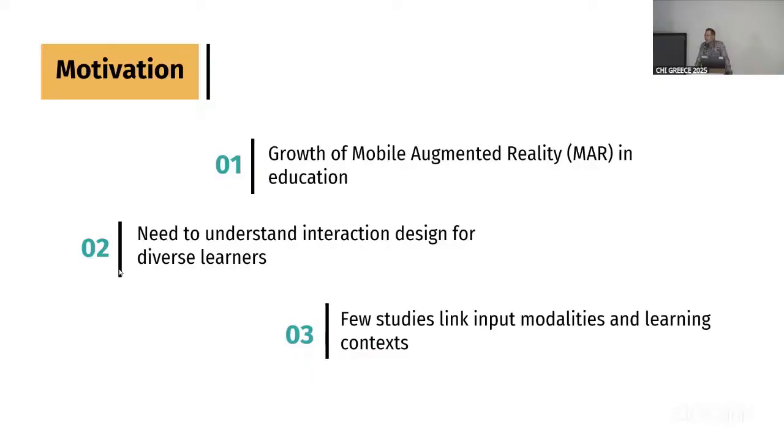But the challenge is not just putting content on the screen. It's how learners actually interact with it. Do they simply tap buttons? Do they rotate 3D models? Or do they move around and manipulate physical objects? Each choice has consequences. So, for example, a 7-year-old primary school pupil might find complex 3D gestures quite confusing, while a university engineering student might actually need those gestures to practice spatial reasoning.